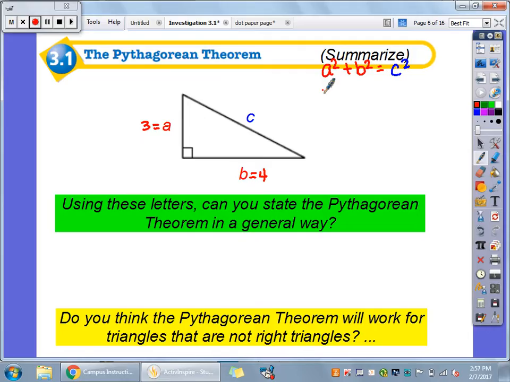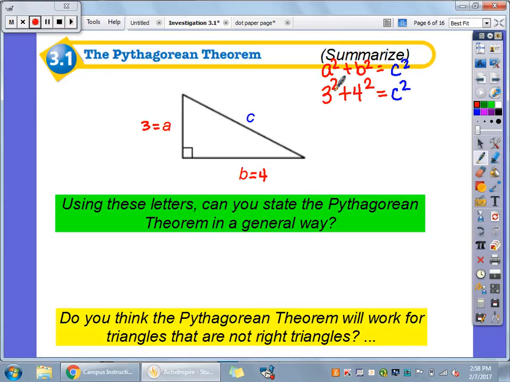So 3 is A, so we're going to do 3 squared. B is 4, so plus 4 squared equals, this side is always going to stay c squared. We're not going to do anything else with this side right here. It's always going to be c squared. All the math is going to happen on the red side.